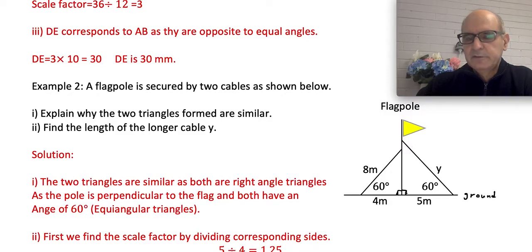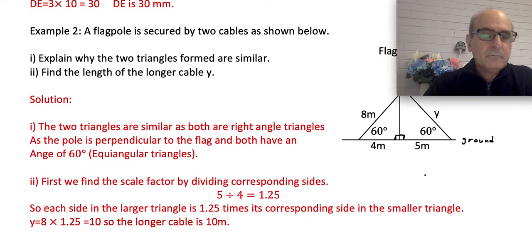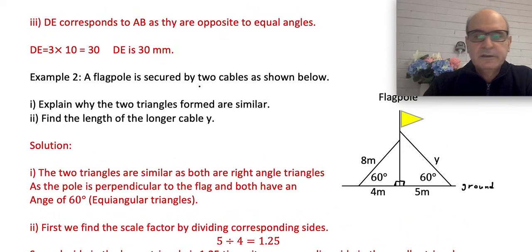So this is equal to 90 degrees. So now we show that two pairs of also another pair of equal angles. So altogether there are two pairs of equal angles that make them similar by the rule of equiangularity. And then part 2, find the length of the longer cable y.